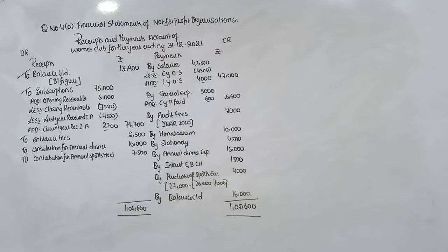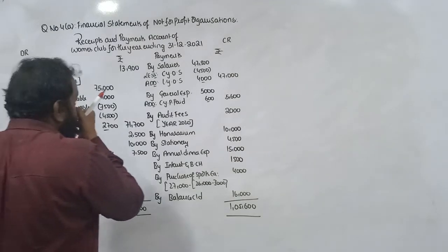Now you have to go for the second part. What is the paper setter asking you to prepare, boys and girls? The paper setter is asking you to prepare the closing balance sheet, boys and girls.